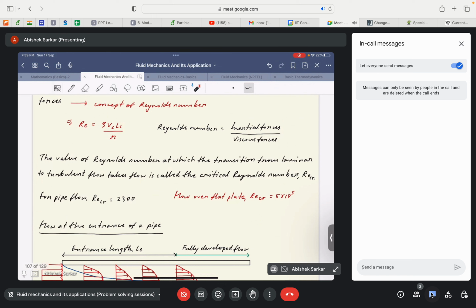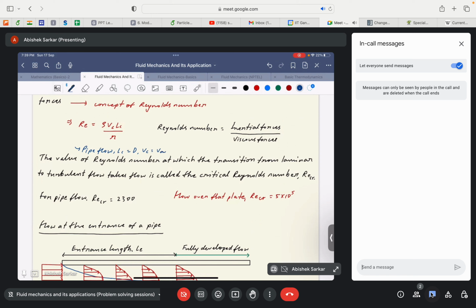But if you ask me personally what I would suggest, at least in the case of pipe flow, for determining the Reynolds number, taking the diameter as the characteristic length scale would be the ideal choice. I will just write it down because sometimes people may get confused. So for pipe flow, the characteristic length scale is equal to the diameter, and the characteristic velocity is the average velocity, V average.